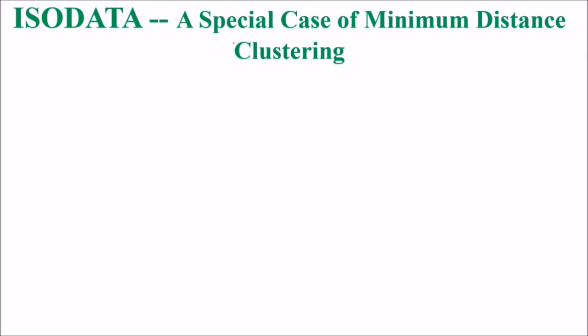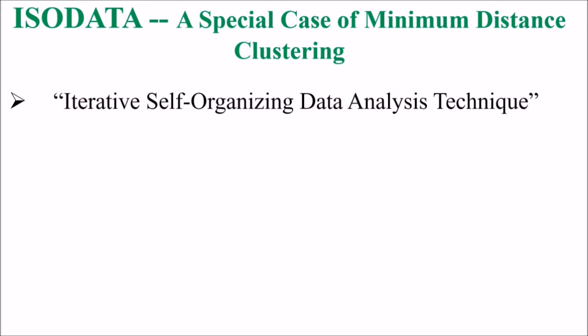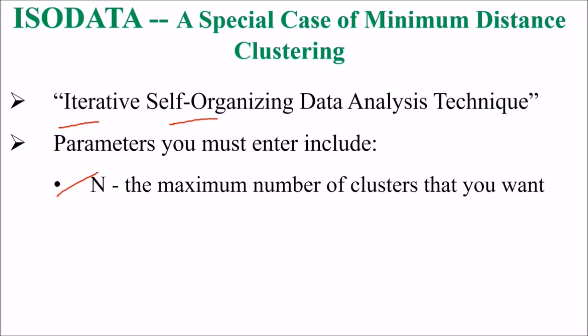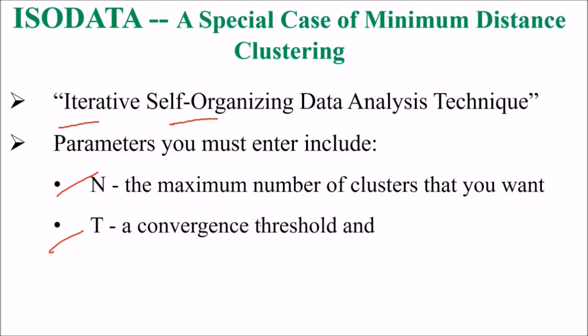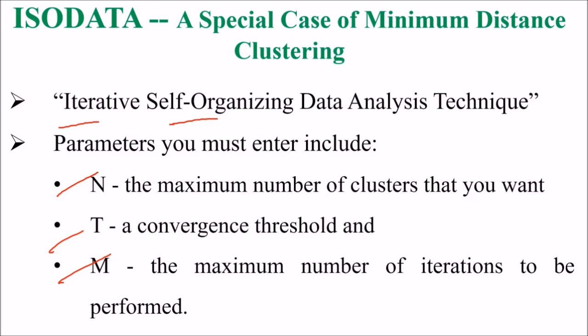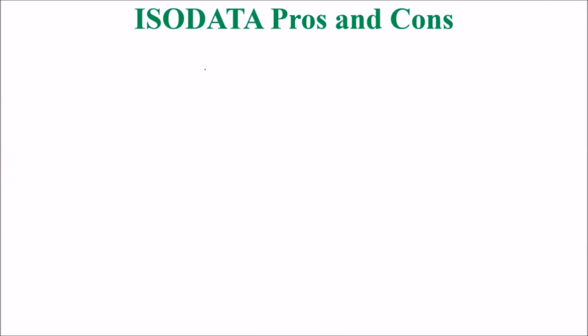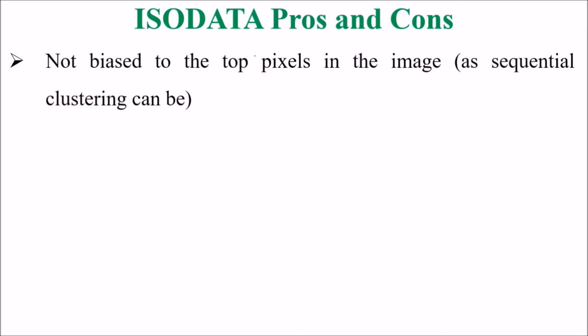So ISODATA, a special case of minimum distance clustering, is nothing but the Iterative Self-Organizing Data Analysis Technique. The parameters you use are N, that is the maximum number of clusters that you want. T is the convergence threshold. M is the maximum number of iterations to be performed. So these are the ISODATA clusters. You start with an initial clustering like this. Then these clusters change, and finally you get the final clusters. Iterative self-organizing.